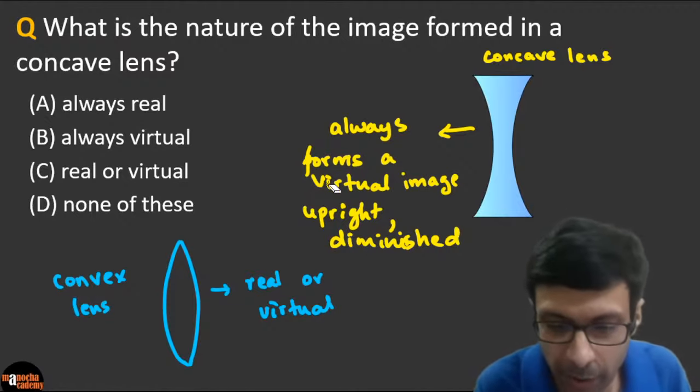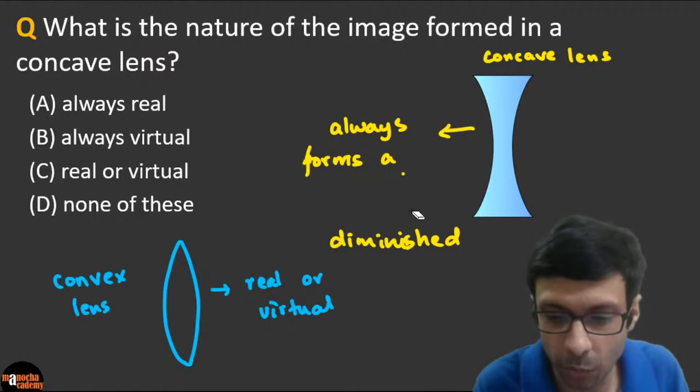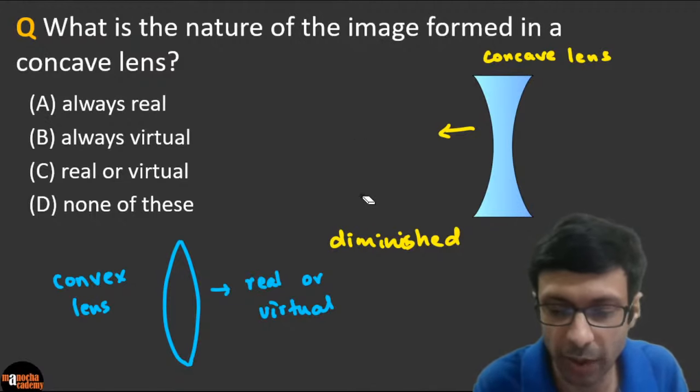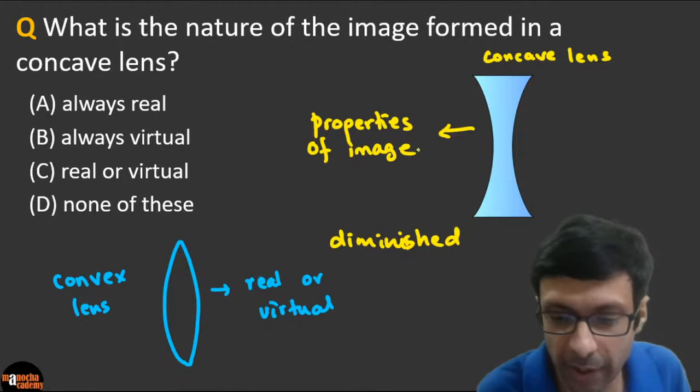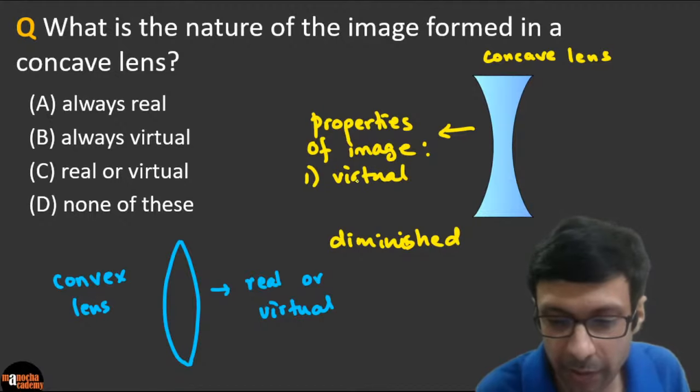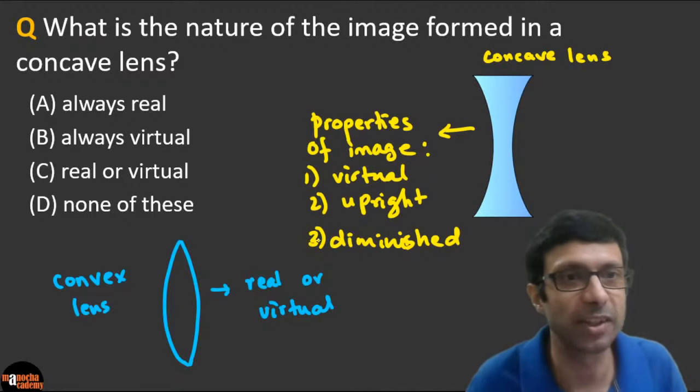Okay, let me write that a bit clearly for you here. So, properties of the image formed, let's write that down like this. Properties of the image by a concave lens: it's going to be virtual, upright and diminished. Diminished means smaller in size.